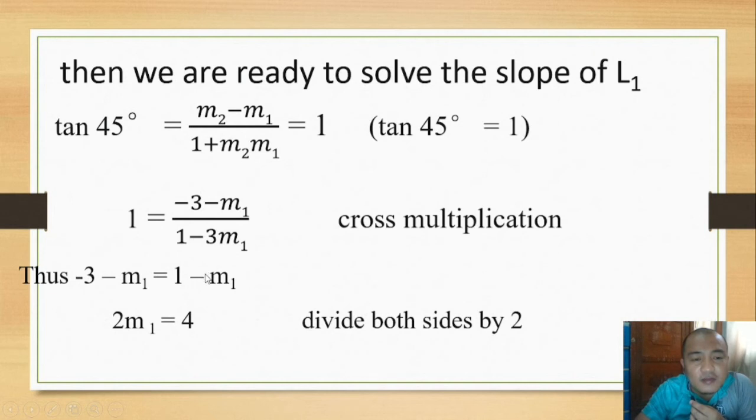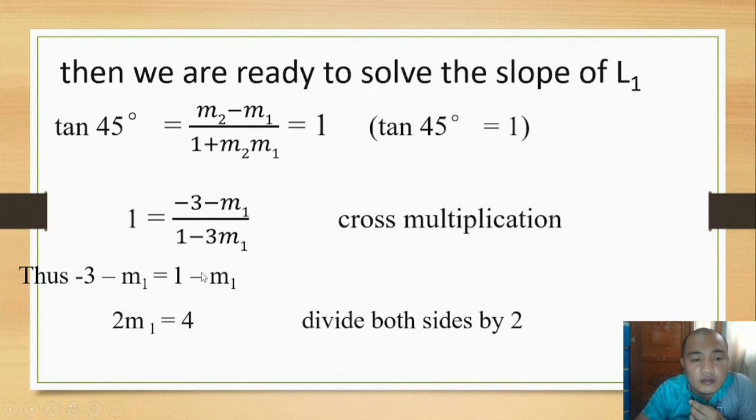They should be 3 there. Okay, there should be 3 there. So that negative m sub 1 plus 3m sub 1 is 2m sub 1. Sorry for that. It should have a 3 there. 1 minus 3m sub 1, okay? So that negative m sub 1 plus 3m sub 1 is 2m sub 1. And then 1 plus 3, transposing negative 3, is 1 plus 3. That's equal to 4.